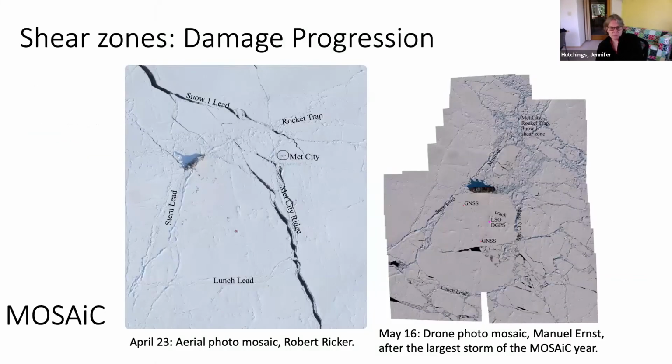Those shear zones can propagate in time. And this is just an example from the MOSAiC field campaign where we were actually sitting in a shear zone for most of March, April, and May. And between these two time periods, that shear zone expanded, and most of that happened during one particular storm, but it was expanding slowly over that time as well. So you can see this is really just an example of damage in the ice pack.